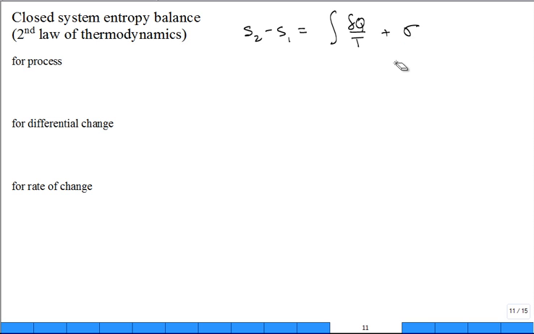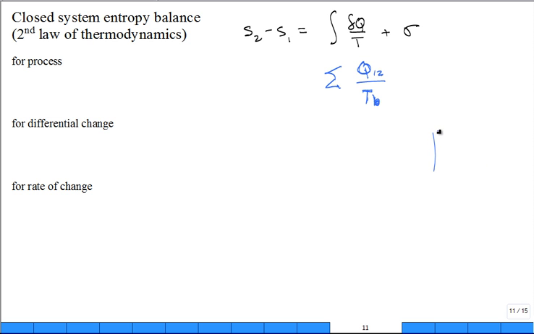Okay. What happens if I have multiple heat transfers? Just put a sum, or a lot of times they'll write it like that, sum of the Q1 to 2 over the TB. Meaning, you're assuming the boundary temperature at which the heat transfer is occurring is constant for that heat transfer. And so it's just Q1 to 2, the amount transferred.